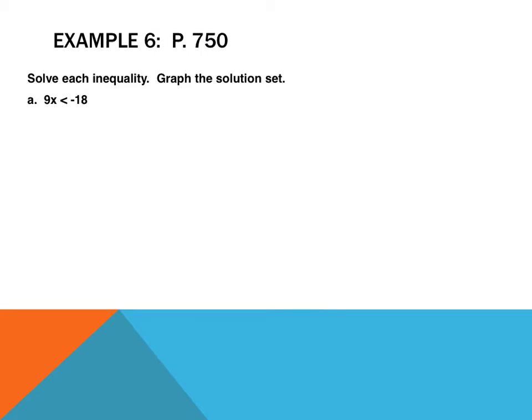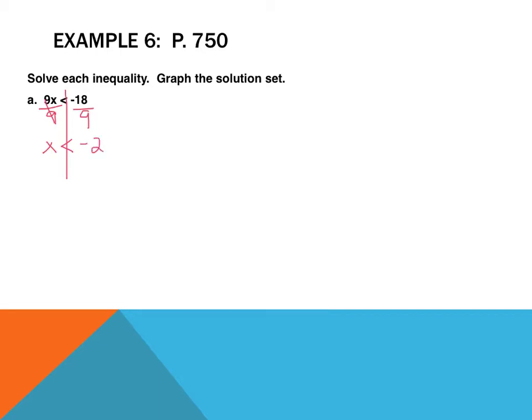Alright, so example 6. Remember, we're using the balance line just like if it was an equation. So 9 times x is less than negative 18. Divide by 9. Now in this case, I have a negative 18, but that's not what I'm doing to both sides. I'm dividing by a positive 9 to both sides. So if I divide by a positive, that doesn't change anything. So my inequality symbol is still going to be less than. And negative 18 divided by 9 is negative 2.